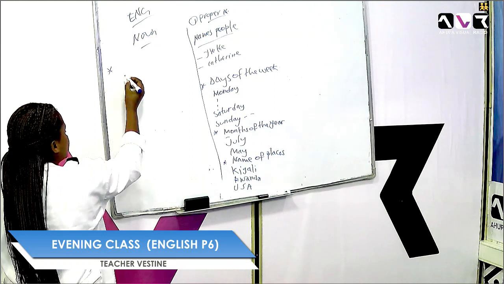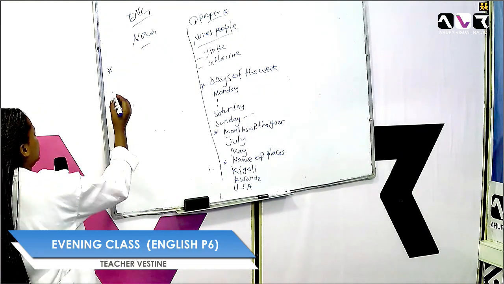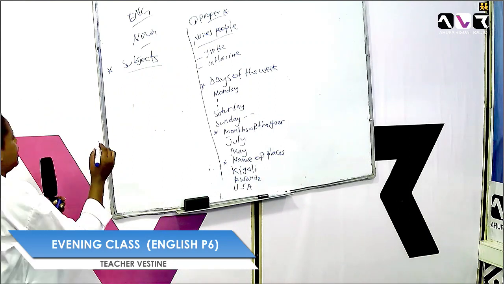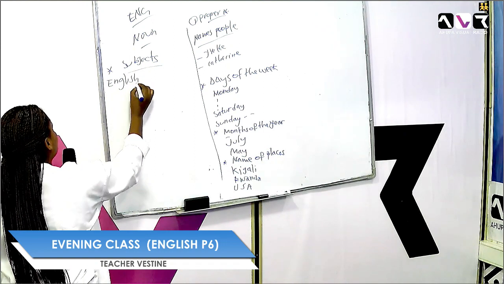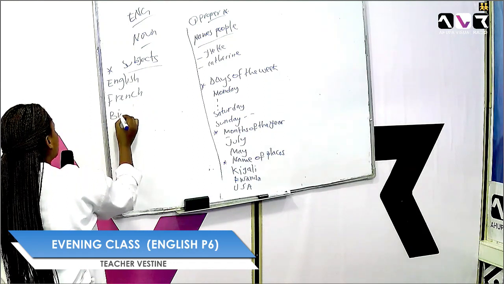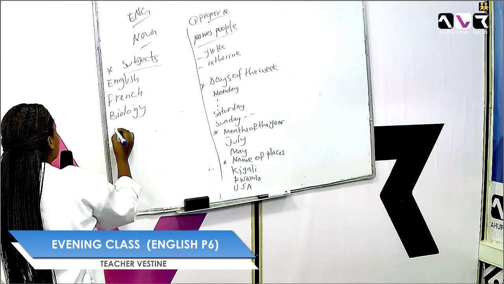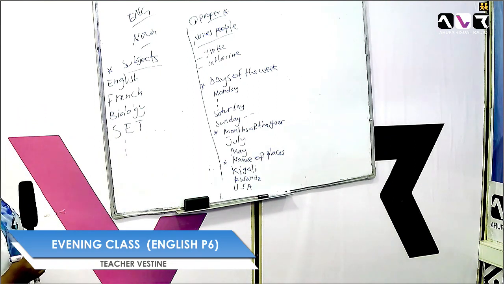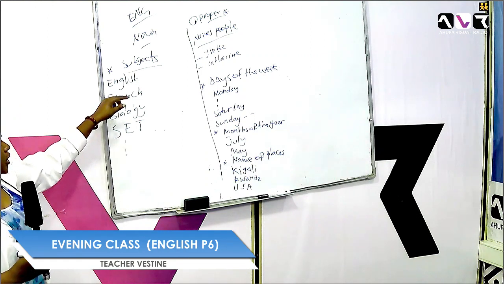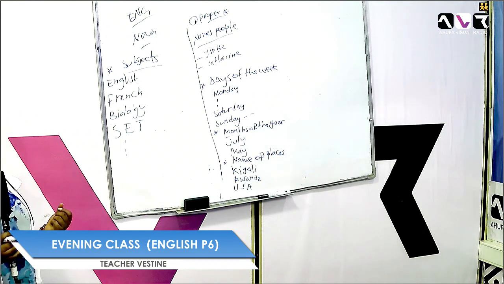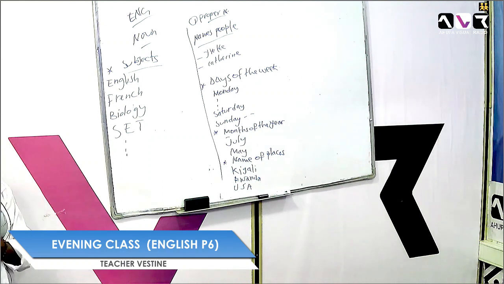Other things we can find there is name of subject. Subject, I mean the courses in class. For example, you can find English, French, biology, and so on. As examples of proper nouns, we found name of people, place, days of the week, months of the year, and subject. This is the first category of nouns.